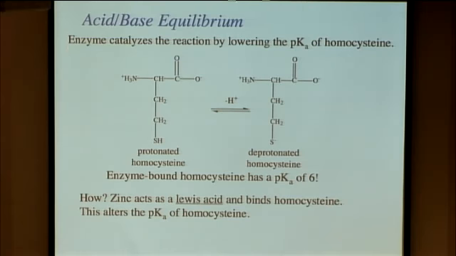So the zinc binds to the homocysteine, and it acts as a Lewis acid. As it binds to the homocysteine, the homocysteine is your donor ligand, and you have your metal as the Lewis acid, your acceptor, and that alters the pKa. So the zinc associates with this sulfur, and that changes the pKa.